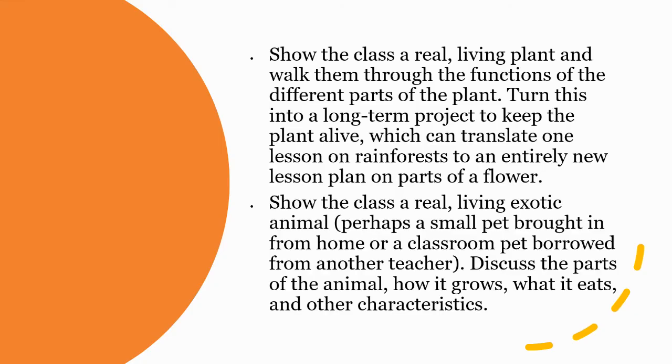Show the class a real live plant and walk them through the functions of the different parts of the plant. Turn this into a long-term project to keep the plant alive, which can translate one lesson of rainforest to an entirely new lesson plan of parts of a flower. Show the class a real living exotic animal, perhaps a small pet brought in from home or a classroom pet borrowed from another teacher. Discuss the parts of the animal, how it grows, what it eats, and other characteristics.